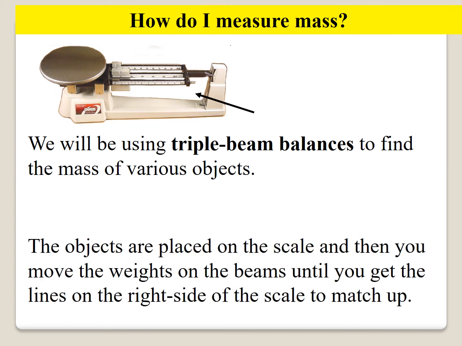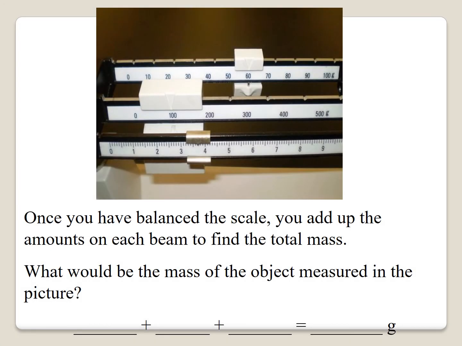The objects are placed on the scale, and then you move the weight on the beams until you get the lines on the right side of the scale to match. Remember guys, so you have 3 riders. So once you have placed the object on the scale, you add up the amount on each beam to find the total mass. What would be the mass of the object measured in the picture? So you'll add the first rider, the second rider, and the total will give you the total mass of the object.